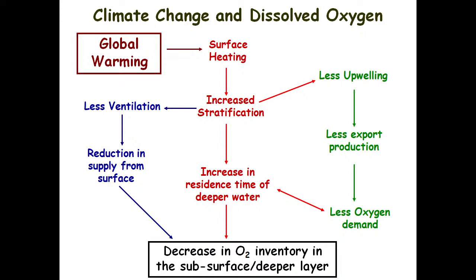But the opposite way of this is, if the ventilation is low, then the supply of oxygen from the atmosphere to the water will also be reduced. The net availability of oxygen will be compromised, and the ultimate effect will be that the quantum of oxygen in the deeper water will ultimately decrease. So it has many facets. Global warming will affect in many ways, but the end product will remain the same, that the oxygen inventory of the deeper or the surface layer will decrease.